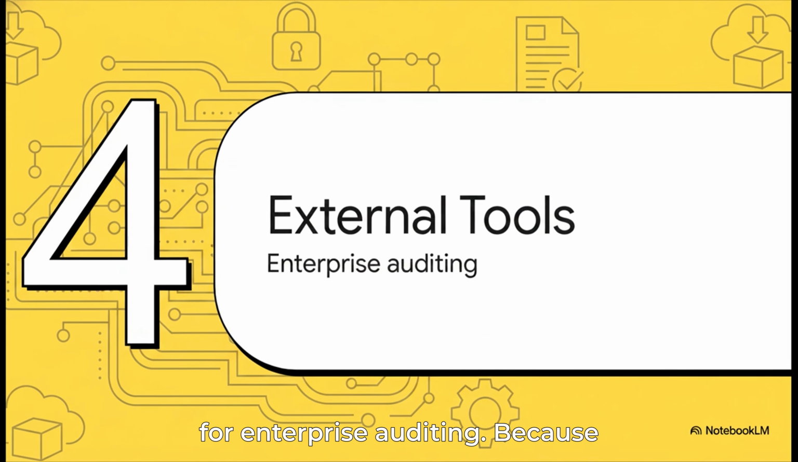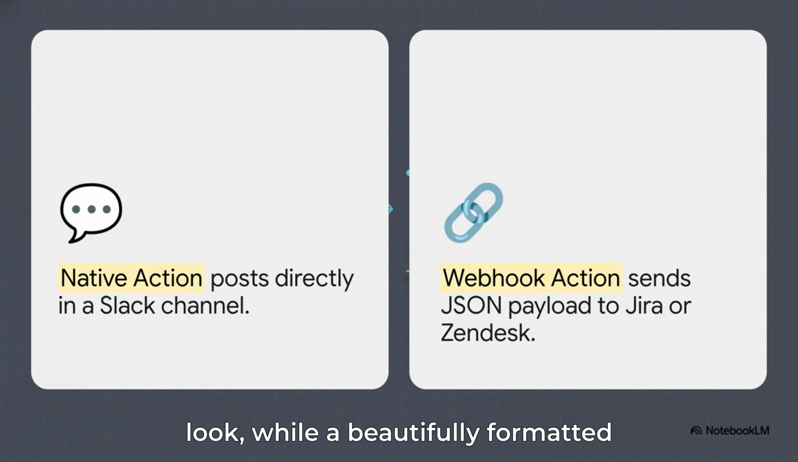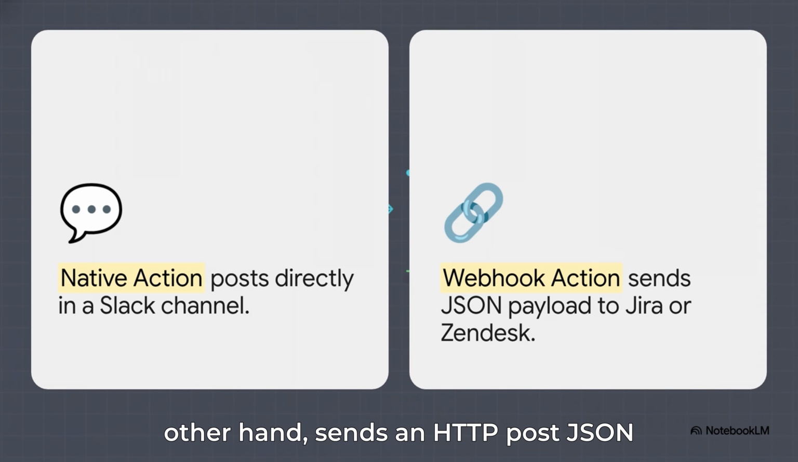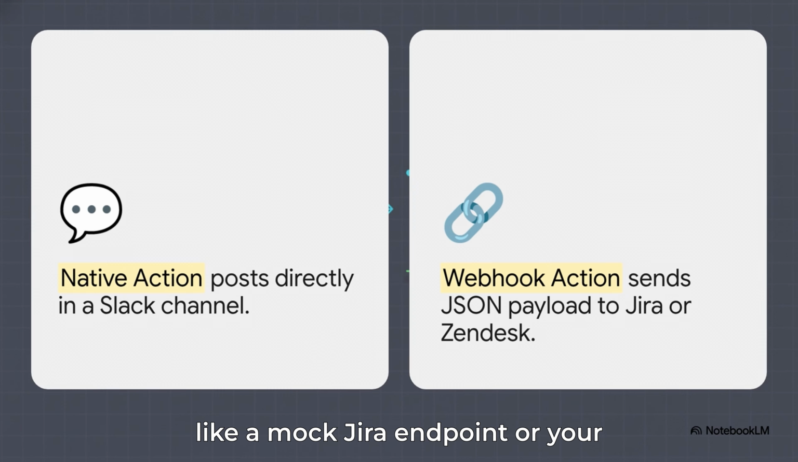Section 4. Connecting external tools for enterprise auditing. Because look, while a beautifully formatted message in Slack is great, enterprise teams really need an external layer. We've got to understand the difference between a native Slack action and a webhook action. A native action just posts that message or form right in a channel. A webhook action, on the other hand, sends an HTTP post JSON payload to other systems, like a mock Jira endpoint or your Zendesk instance. It acts as a bridge. You're taking that beautifully structured form data and silently pushing it to your true external system of record.